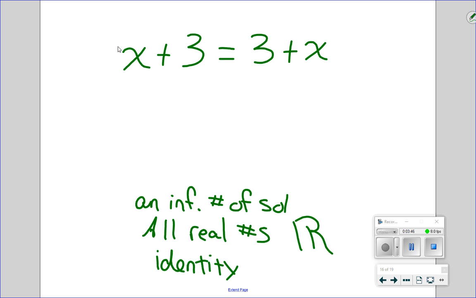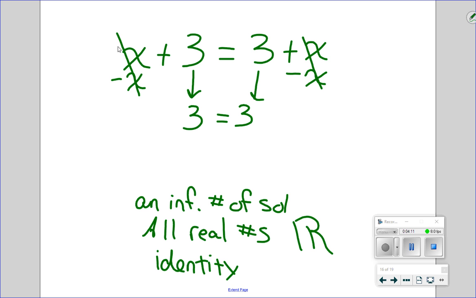Now when you go to solve it like a normal equation, just like before, these are going to be a lot longer equations. You won't be able to tell just by looking at it if your answer is all reals. We start solving it like normal. We subtract x from both sides. Again, like with the no solution, they cancel on both sides, so there's no more x's on the left or the right. But what I do have left is 3 here and 3 here. The difference here between the other one is now I have a true statement, because 3 does equal 3. So since that is true, that's how I know my answer is any number or all real numbers.